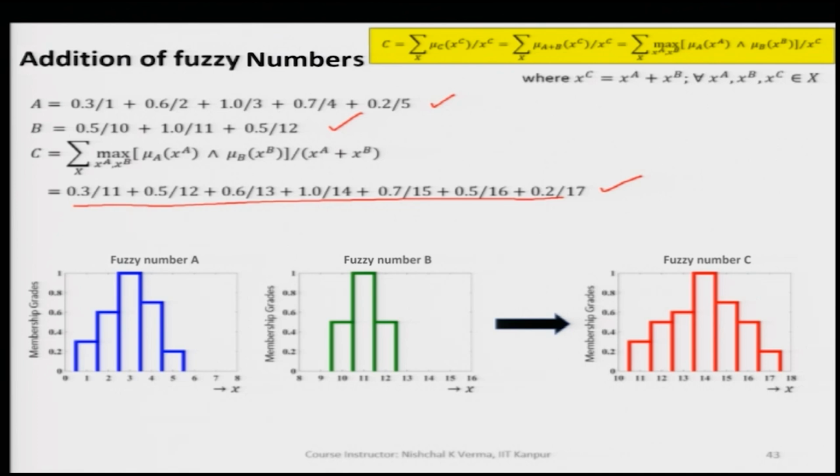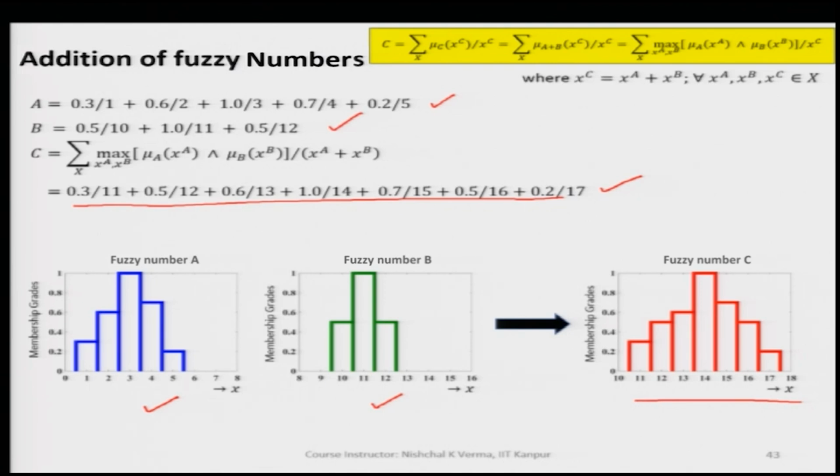Let us now represent these three fuzzy numbers A, B and C, and see how these three look. So, we see here fuzzy number A, fuzzy number B, and then when we find the addition of these two fuzzy numbers, we get another fuzzy number, which is C, the outcome of the addition. We see that the spread of the resultant fuzzy number is increased.